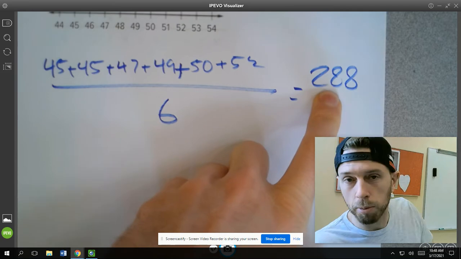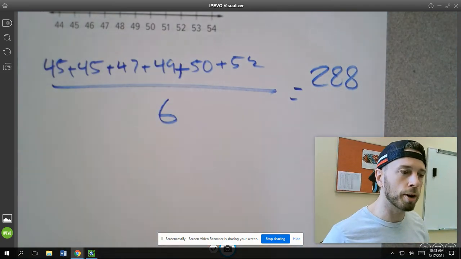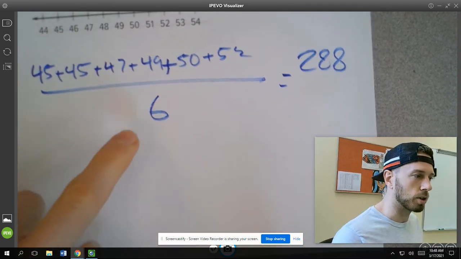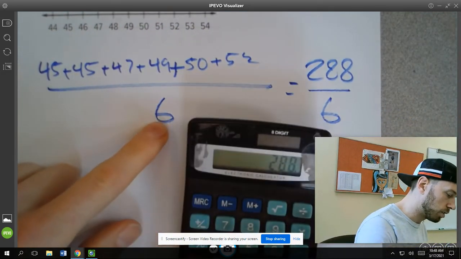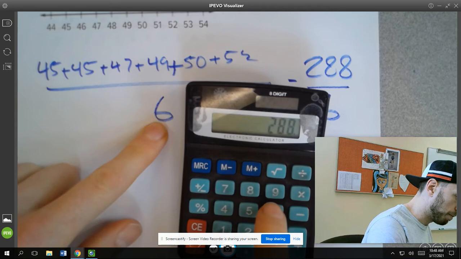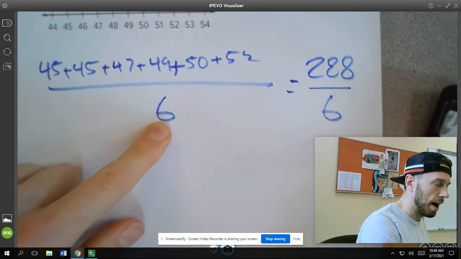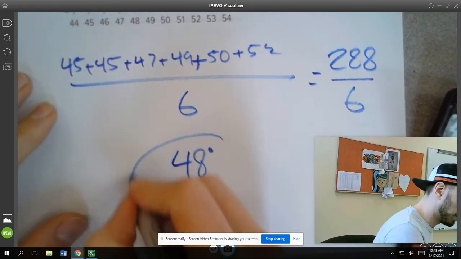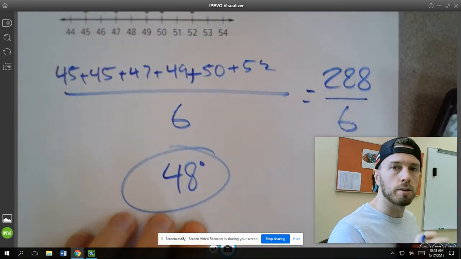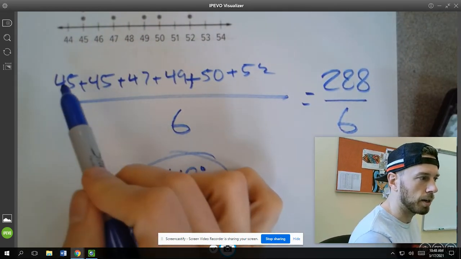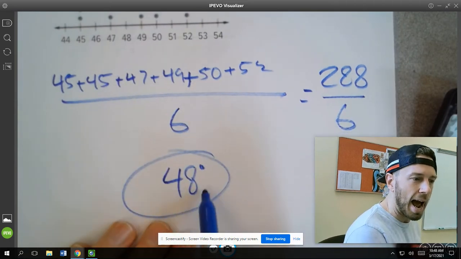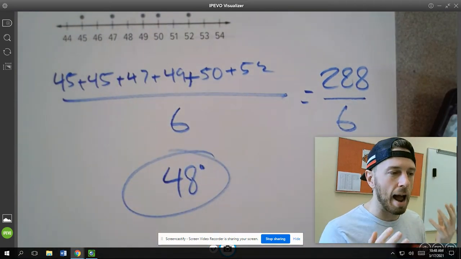Gross. Terrible answer, right? What we forgot to do here was divide by how many numbers there were. There were 6 temperatures recorded. So you divide that by 6. You take 288 divided by 6, and you get an average temperature of 48 degrees. And here's how you tell if your answer is reasonable. Does this number look like it's around all the numbers up here between 45 and 52? Absolutely. So that is your actual average temperature.